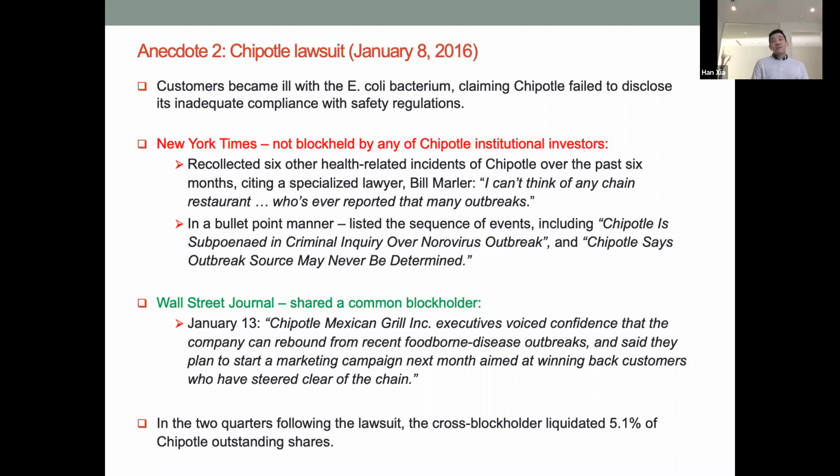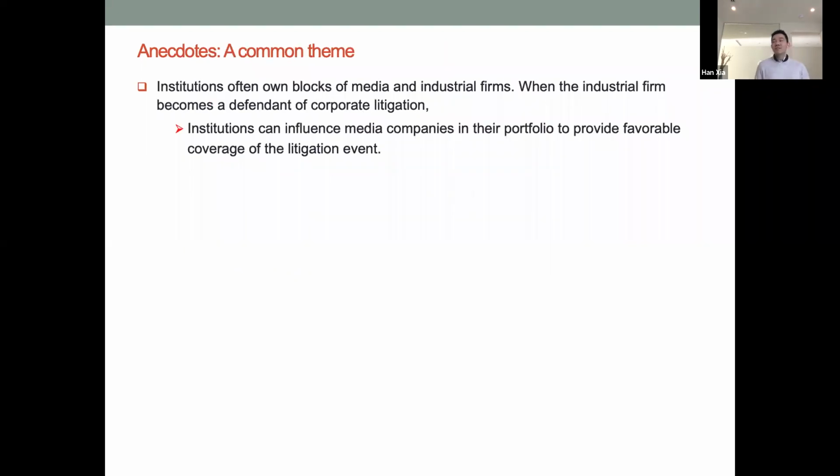Several days after the incident, the Wall Street Journal published an article with the following opening: Chipotle executives are confident that they can rebound from these recent outbreaks, and they actually start a new marketing campaign next month. Again, interesting: in the 2 quarters after this incident, the block holder shared between the Wall Street Journal and Chipotle liquidated over 5% of Chipotle's outstanding shares. So what do these examples tell us?